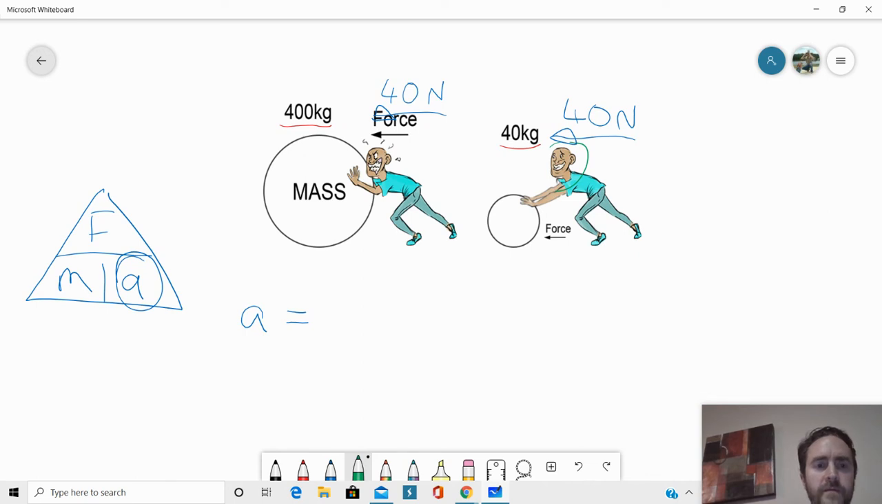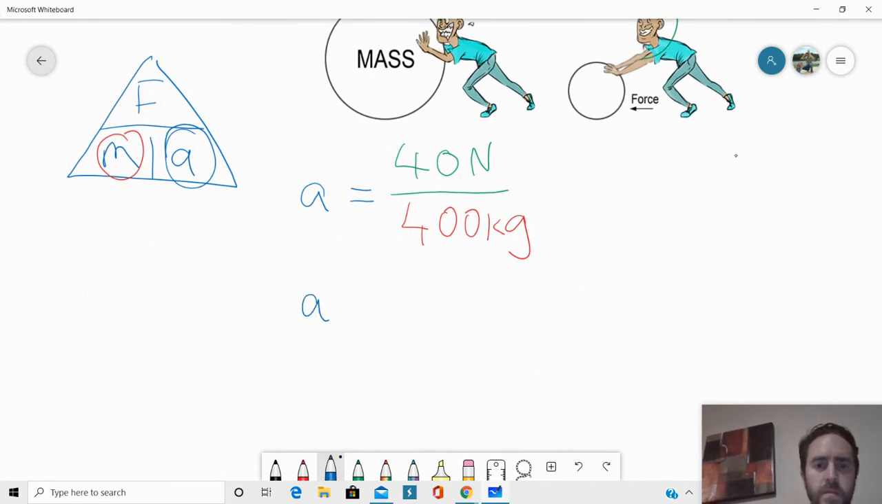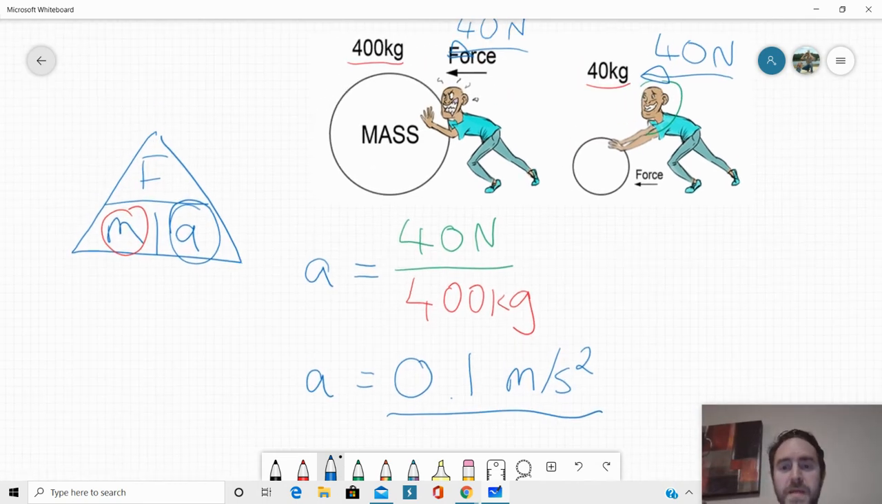and let's take our force of 40 newtons and divide that by our mass. It's this one. And on this one, it is 400 kilograms. 40 divided by 400 is 0.1. And we know we measure acceleration in meters per second squared. So all of a sudden, this guy is accelerating at 0.1 meters per second squared.